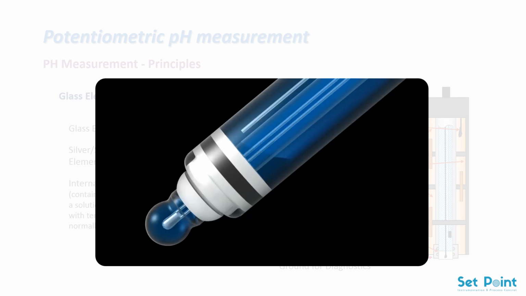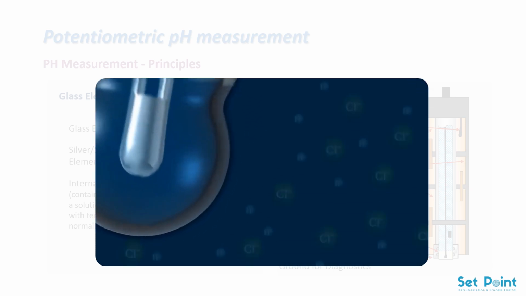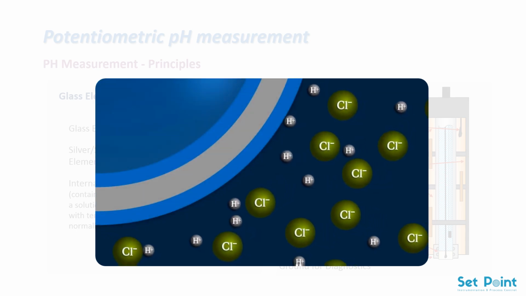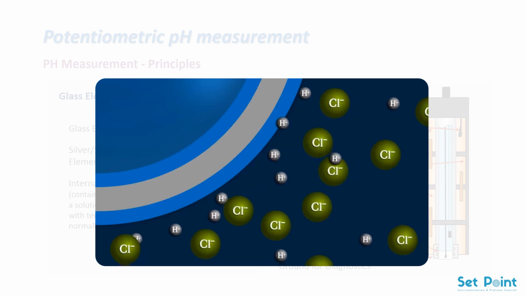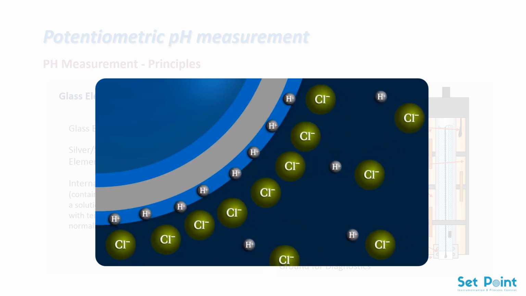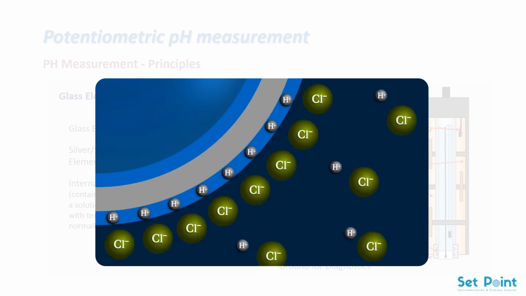Let's take a closer look at the pH-sensitive glass bulb to understand how this potential difference is formed. Diluted hydrochloric acid, for example, contains large negatively charged chloride ions and small positively charged hydrogen ions. When the pH sensor is immersed into this acid, the hydrogen ions are able to penetrate the boundary area of the glass membrane, the so-called gel layer. The considerably larger chloride ions remain in the solution. The result is a charge separation.